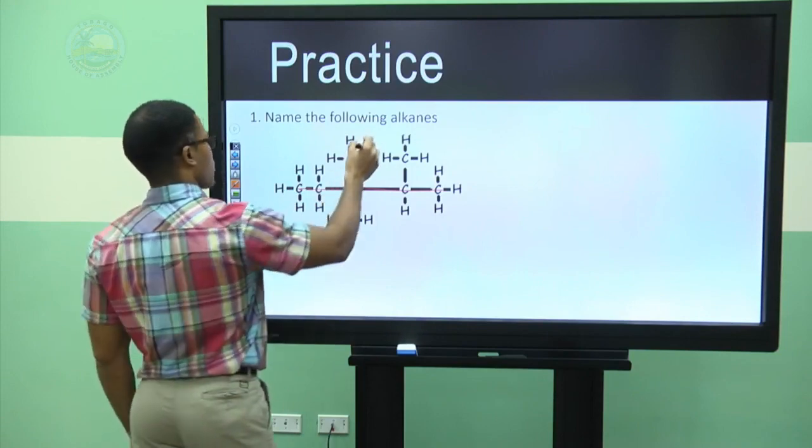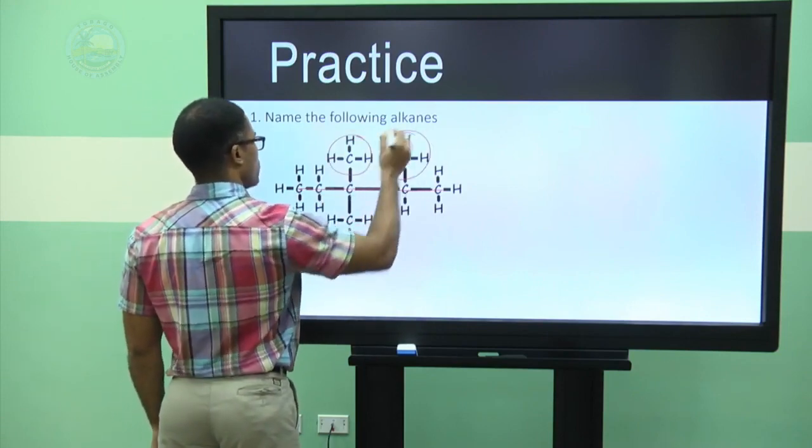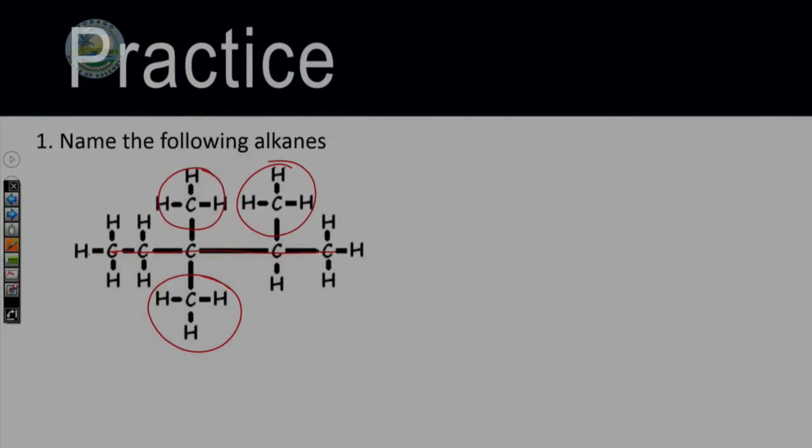What are my branches? One branch here, two branch here, three. These are out of the line. So we have three branches, and they are all consisting of one carbon. Consisting of one carbon, we refer to them as methyl branches. And having three of them, we will use the word tri. So we're going to call them trimethyl. So we have the last part of the name already, the longest chain, which is 1, 2, 3, 4, 5, which is going to be pentane.